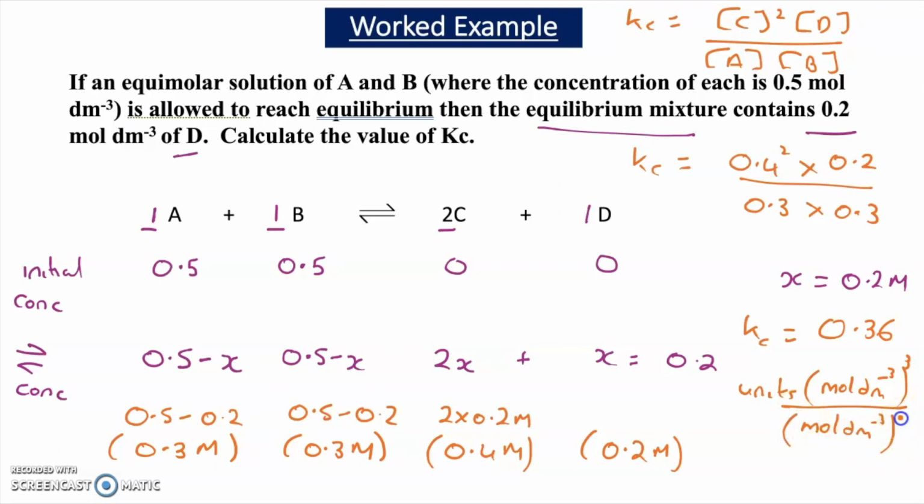So that means I'm able to cancel out 2 concentration terms on the top and the bottom. So that leaves me with units of moles per decimeter cubed. So my final answer is 0.36 moles per decimeter cubed.